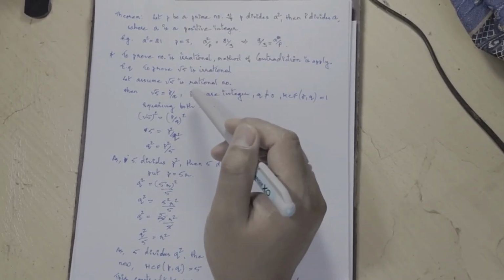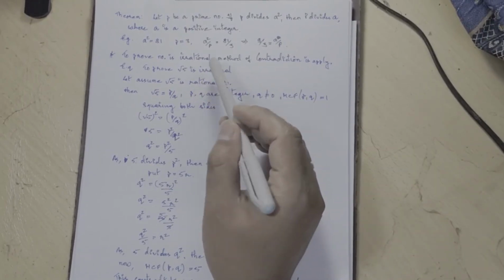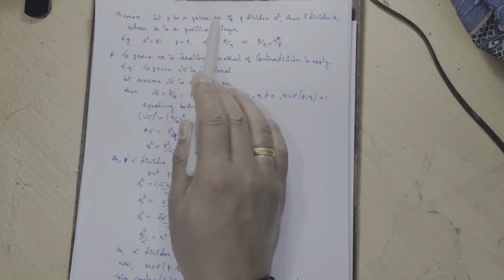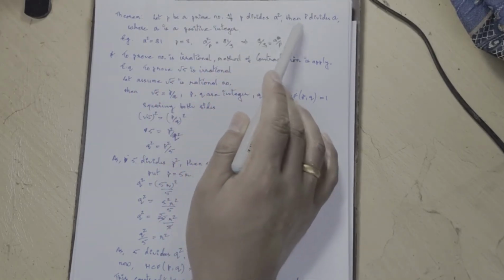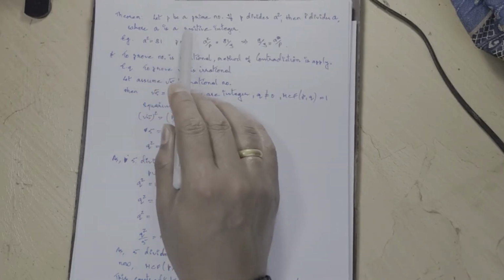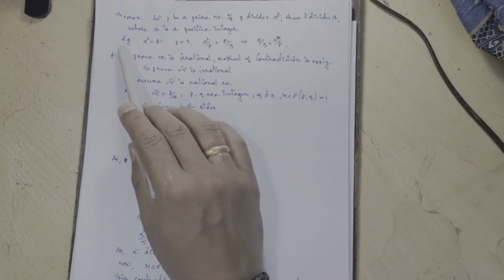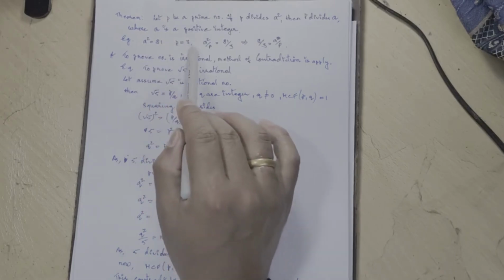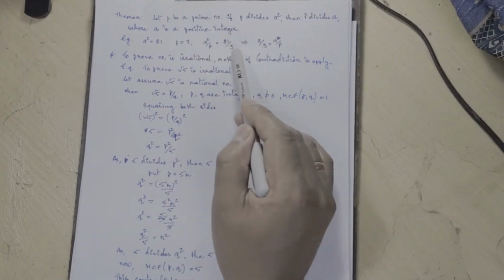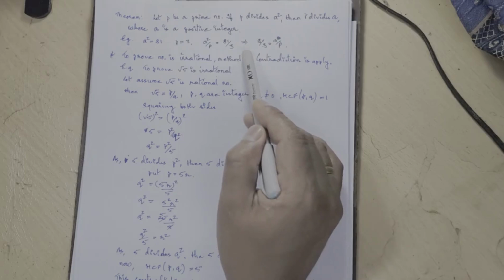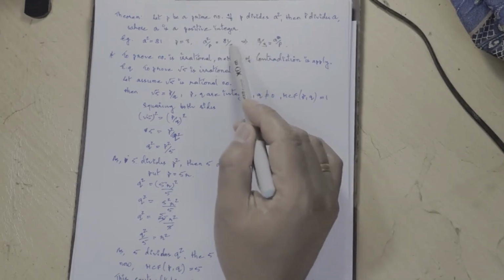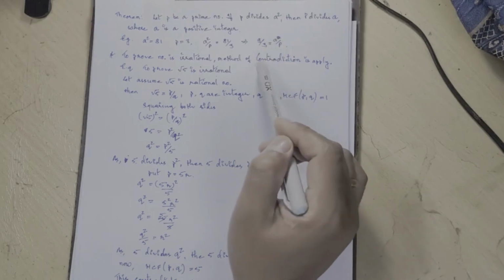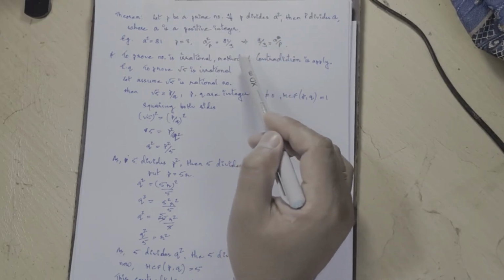Now moving to the irrationality of a number. Before that, we need to understand a theorem. The theorem states: let p be a prime number. If p divides a square, then p divides a, where a is a positive integer. Let's understand this with an example. If we consider a square equals 81, p equals 3. Clearly, 81 is divisible by 3, a square by p. So here we have a equals 9. 9 is also divisible by 3, a by p. So it is a universally accepted theorem.